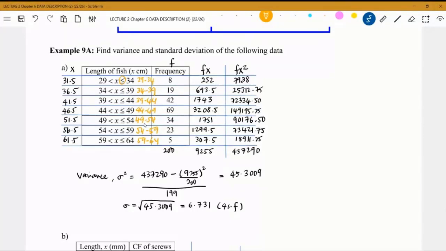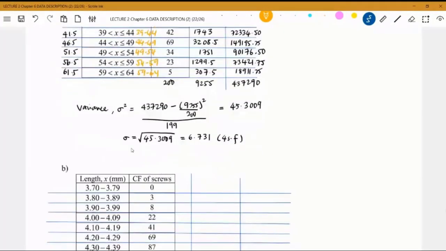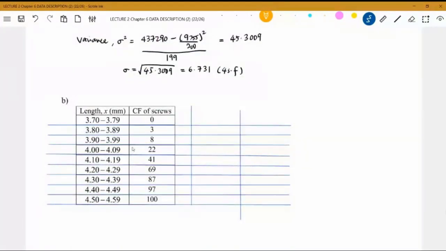Okay. Alright, so this one, the next, which is part B. So the same pattern, we have to add up the new things, which is your midpoint. But this table gives the CF instead of F. So you have to find the F first. So finding the F, we're gonna have 3 here. So 8 minus 3, we have 5. So 22 minus 8, we have 14. 41 minus 22, we have 19. And then 69 minus 41, 28. And then 87 minus 69, which is 18. Then here 10. And then the last one will be 3.